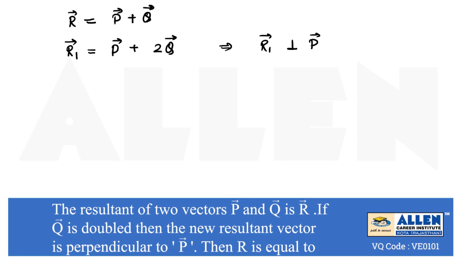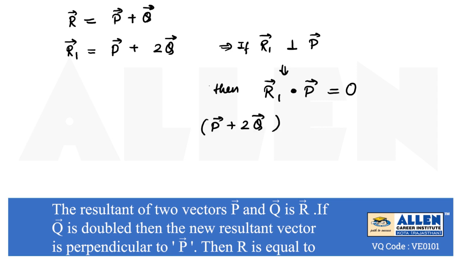Therefore we will use the conclusion: if two vectors are perpendicular, then the dot product of these two vectors will be 0. So if two vectors are perpendicular to each other, their dot product will be equal to 0. We will use that conclusion. Here we can replace r1 vector with p vector plus 2q vector, with dot product with p vector. On opening the bracket we will get p vector dot p vector plus 2 times q vector dot p vector.